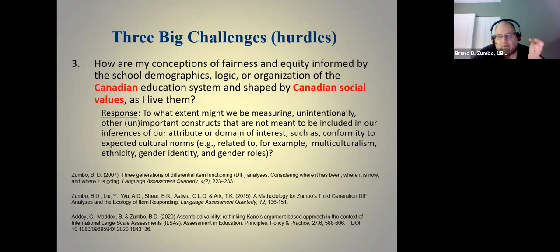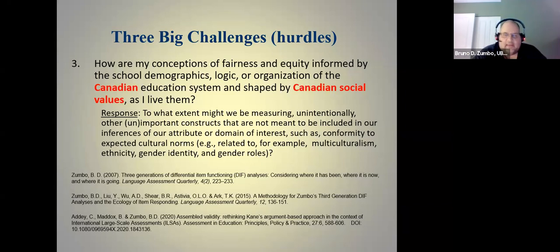And so here, if I'm talking about educational testing, is how are my conceptions of fairness and equity informed by the school demographics, logic, or organization of the Canadian education system, and shaped by Canadian social values as I live them? And I really talk about Canadian social values here, Canadian education system, and it would be different for different countries.